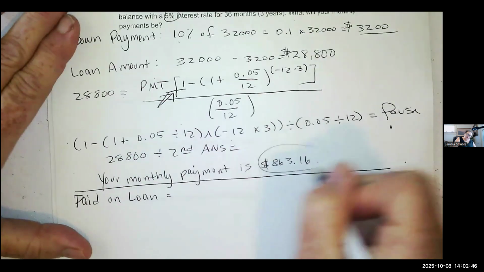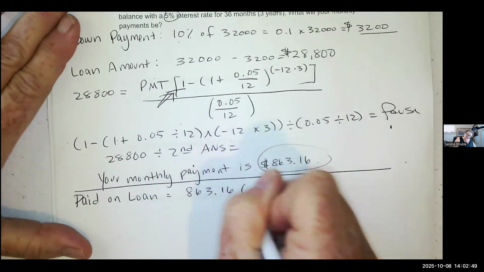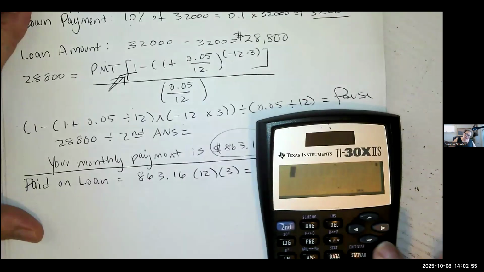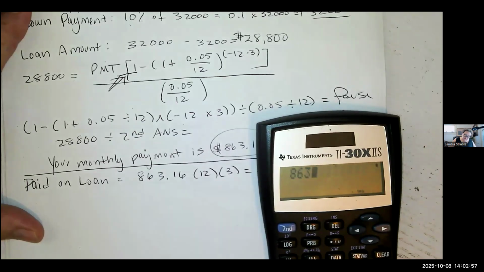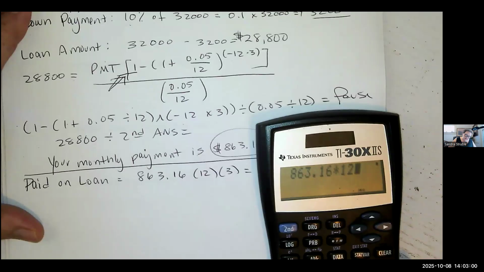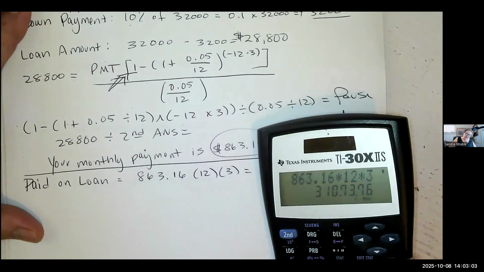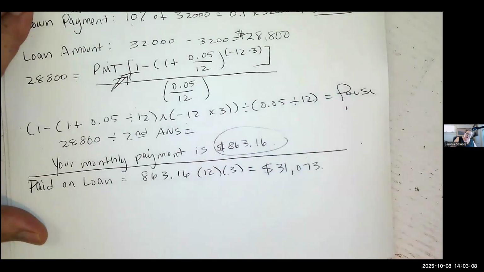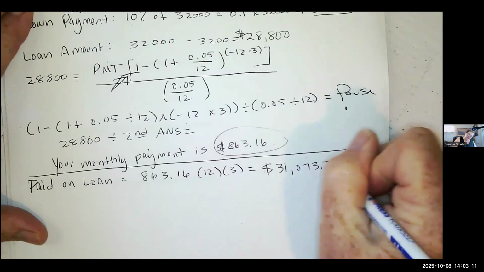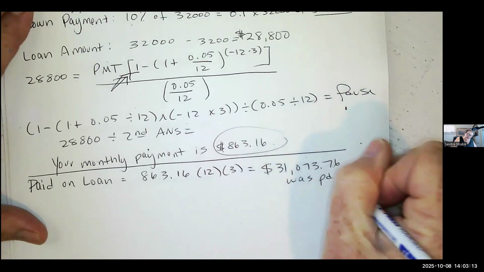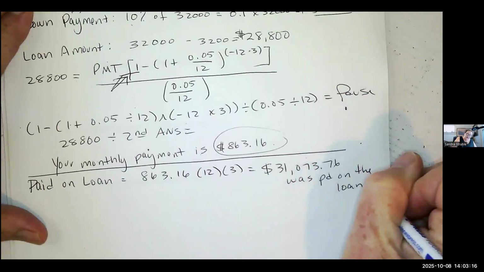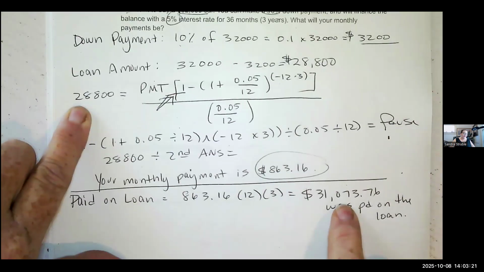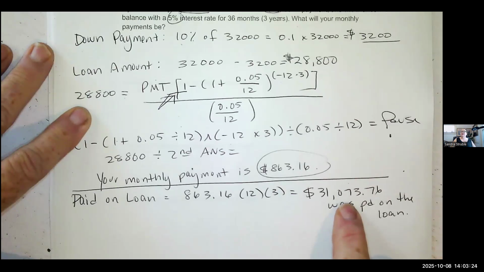Well, you paid this amount per month for 3 years. Clear that calculator. The bank wants to get the right amount. And it's $31,073.76 was paid on the loan, only the loan. The loan was for 28,800. You paid this. Okay. What's the difference? The difference is, well, it's the interest.